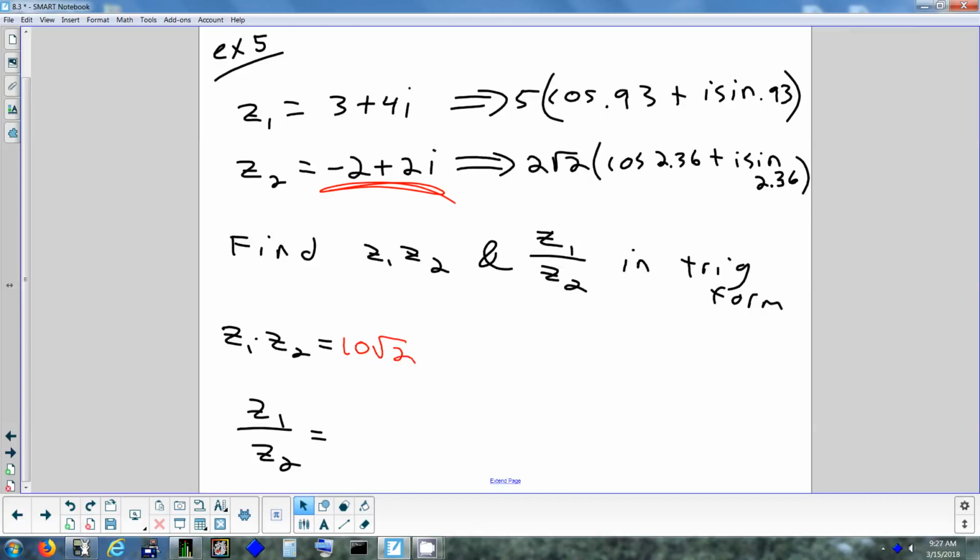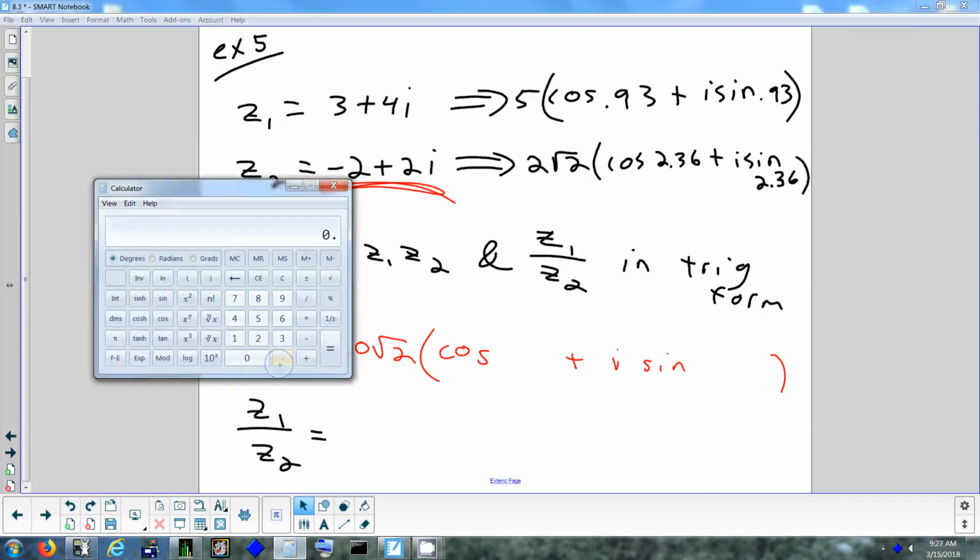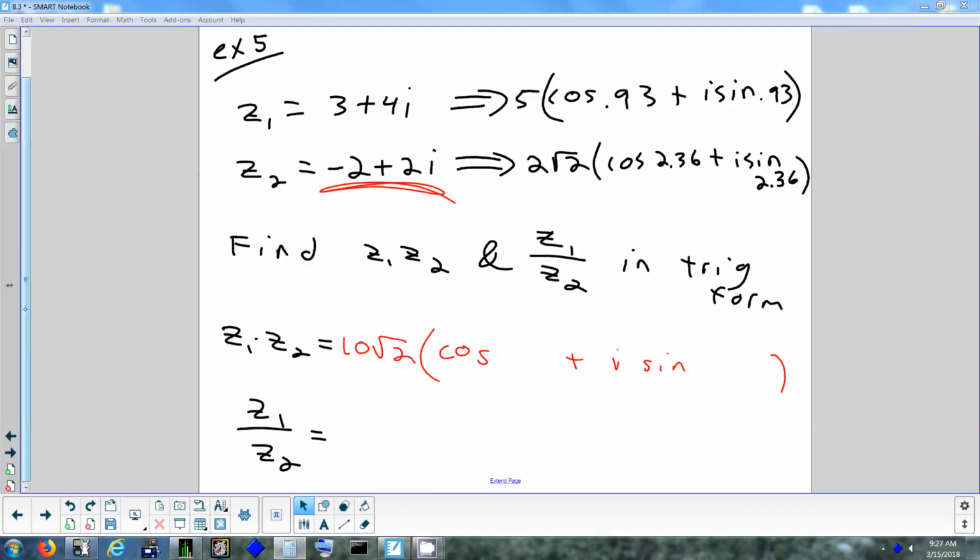That's your radius. And now I'm going to have cosine of an angle plus i sine of the same angle. So when I'm multiplying two complex numbers in trig form, what do I do with the angles? You add them. So 0.93 plus 2.36, and we're done. That's the whole problem. Multiplying, dividing, and raising to a power, which I haven't shown you yet, are about this difficulty. Roots are a little harder.